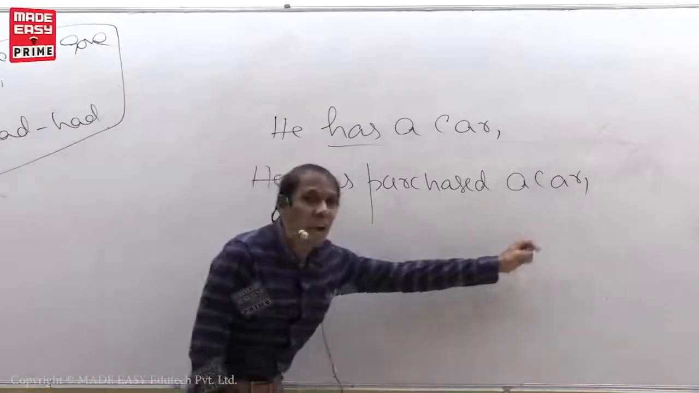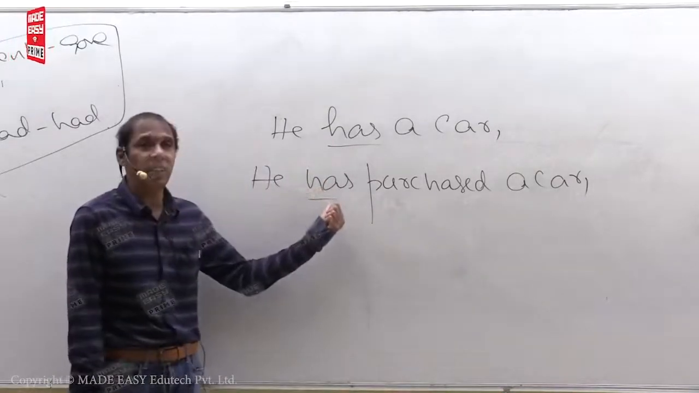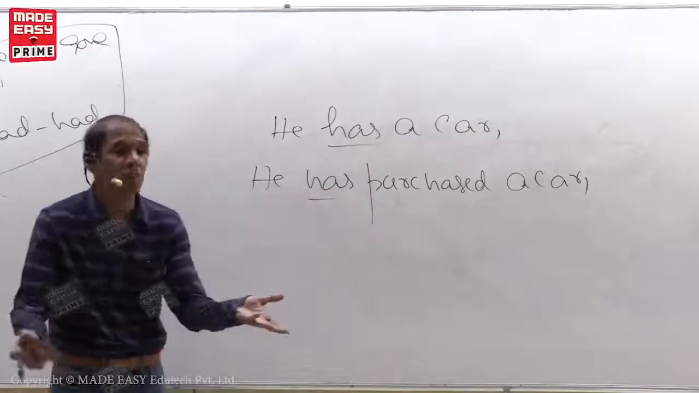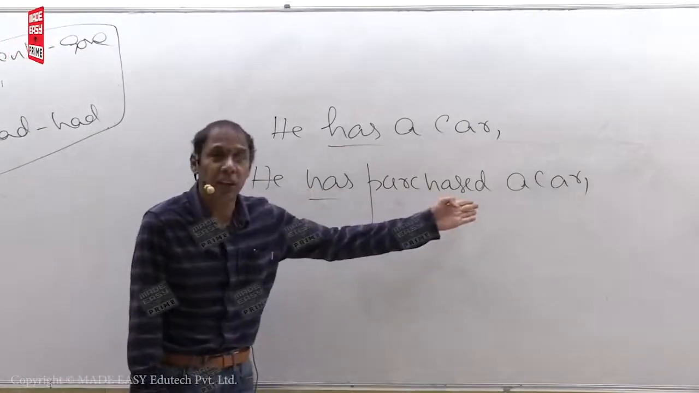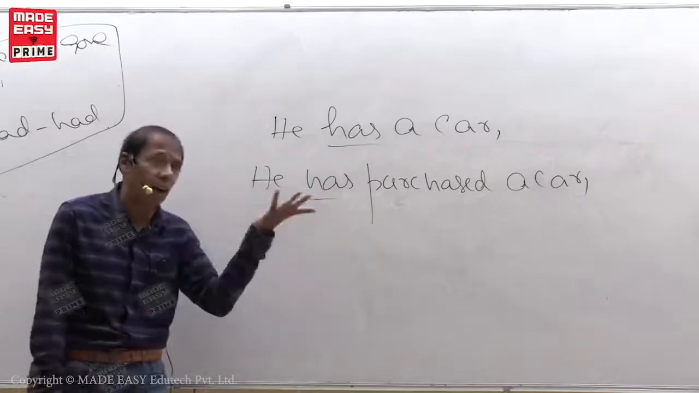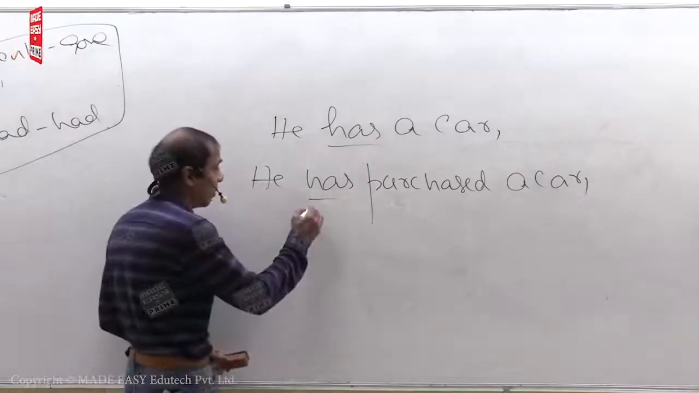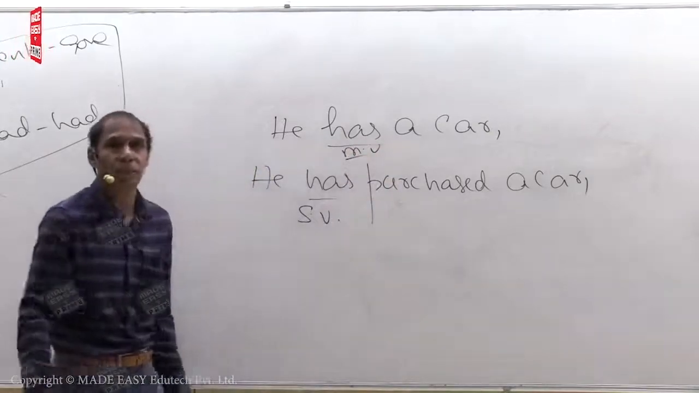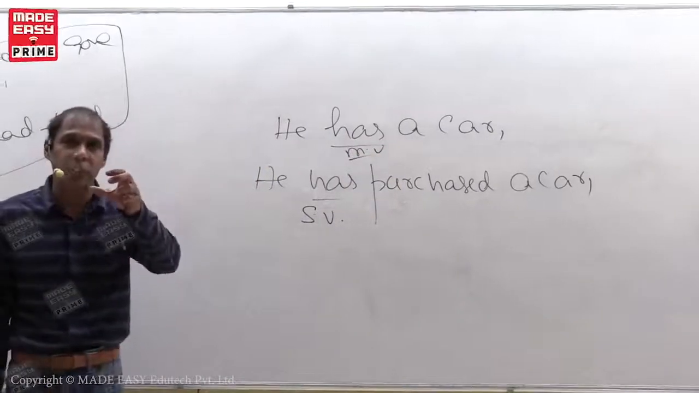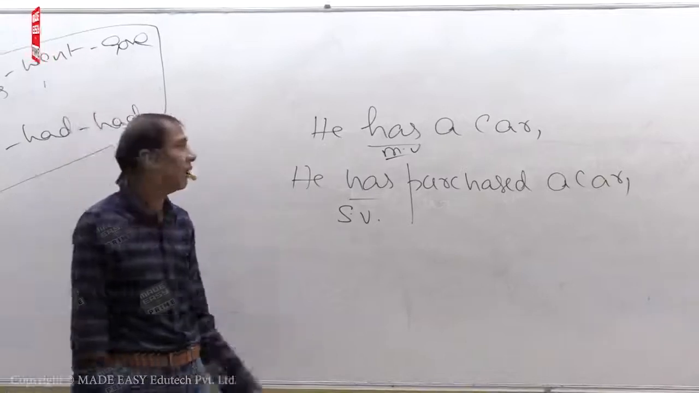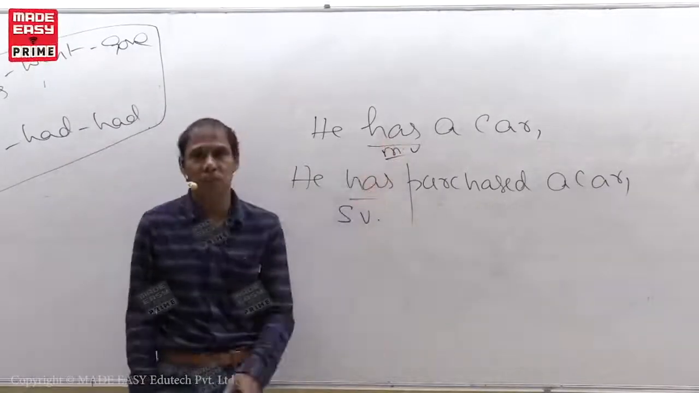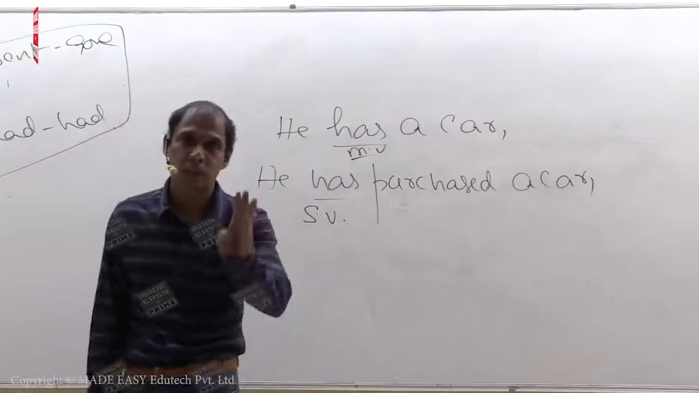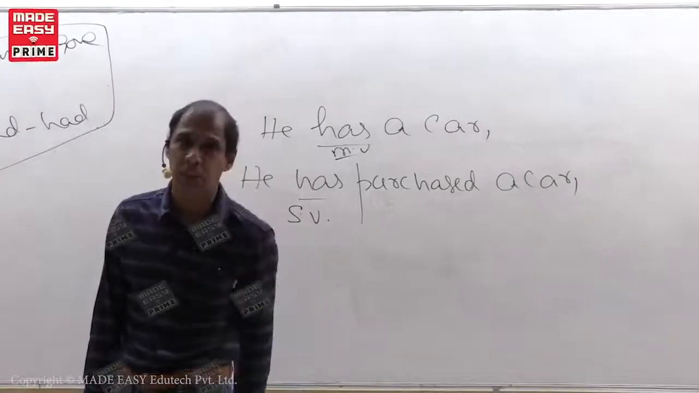He has purchased a car. Whereas in the second sentence, has is not giving us any meaning. Purchased is giving us meaning. So, if these 3 are not giving any meaning, these 3 are special verb. Main verb, special verb. It means depending on the meaning, we can easily assess whether these 3 are main verb or special verb. This is the best method.